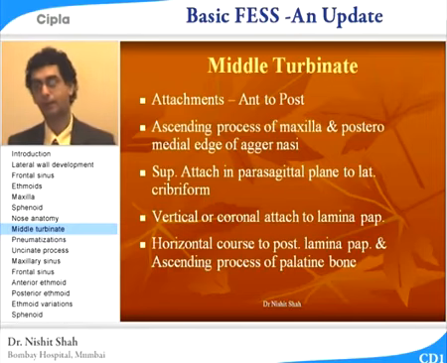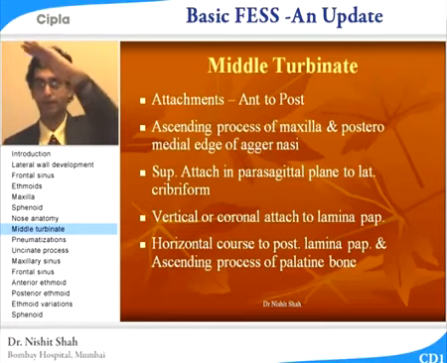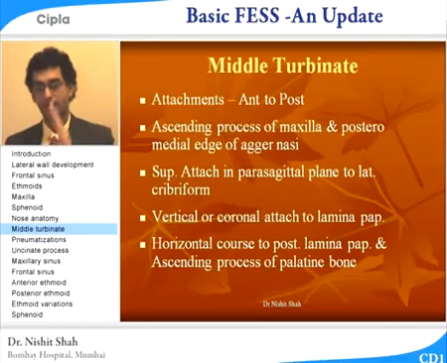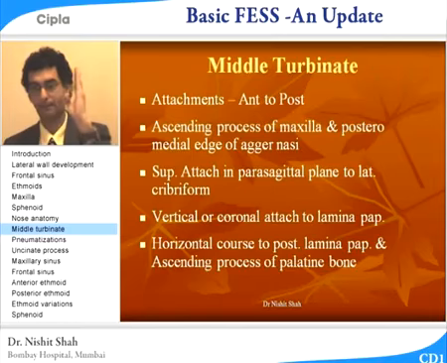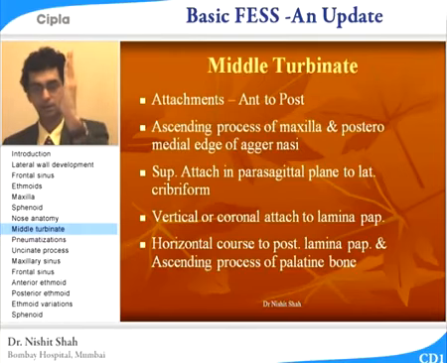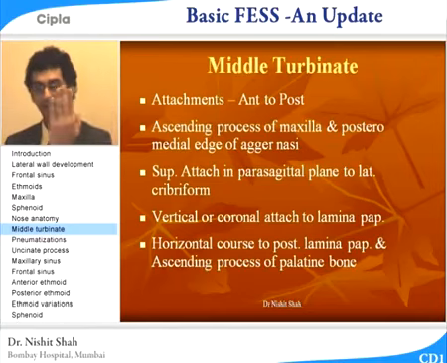So when you look at the attachments from anterior to posterior, the initial attachment is at the upper and anterior part of the ascending process, the frontal process of the maxilla, and also forms the posterior part of the medial edge of the agger nasi. So it tends to go up and turn laterally in the anterior lateral part of the nasal wall. It then attaches to the roof in a parasagittal plane at the junction between the medial and the lateral cribriform plate. At some point it then turns laterally and will attach to the lamina papyracea to form what is called the ground lamella in the coronal plane.